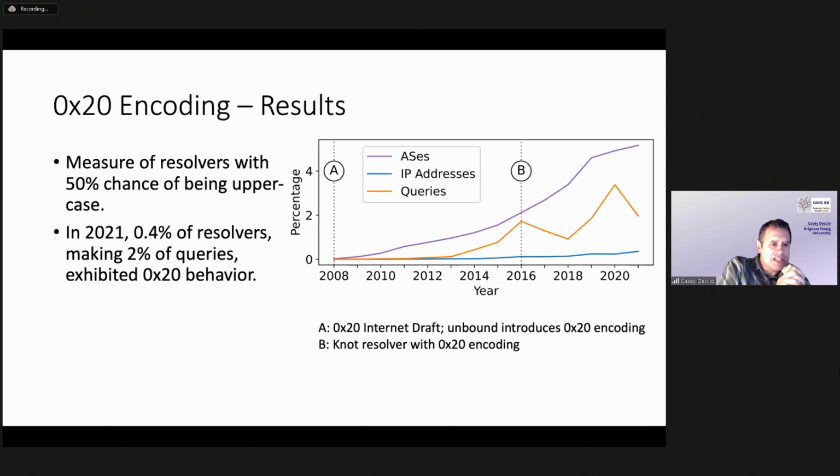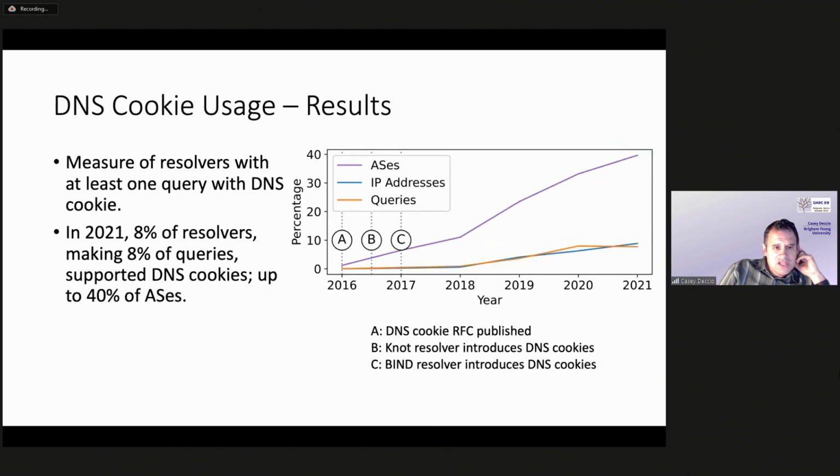In 2021, we found about 0.4% of resolvers contributing to about 2% of queries. This purple line that you see is the number of autonomous systems with at least one resolver exhibiting 0x20. So that's a little bit higher, closer to 5% or so. But in terms of resolvers where we witnessed this behavior, it was only around 0.4%. So somewhat low.